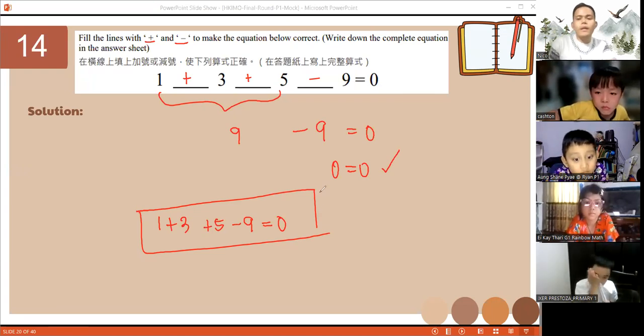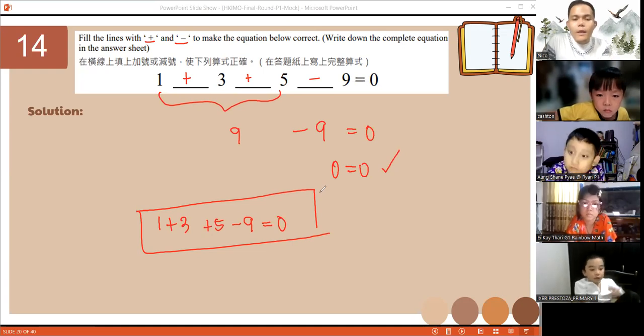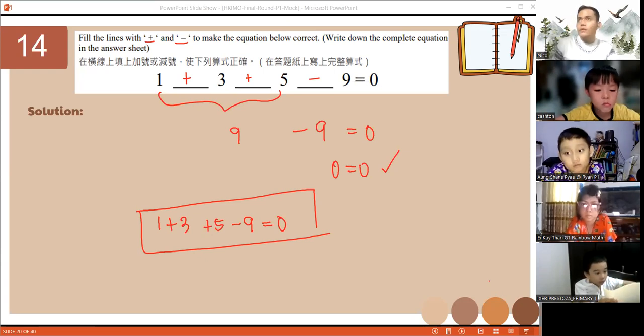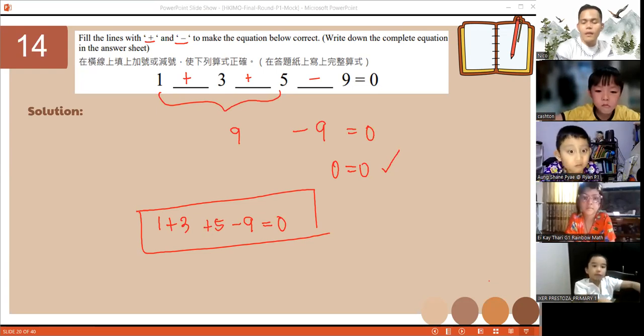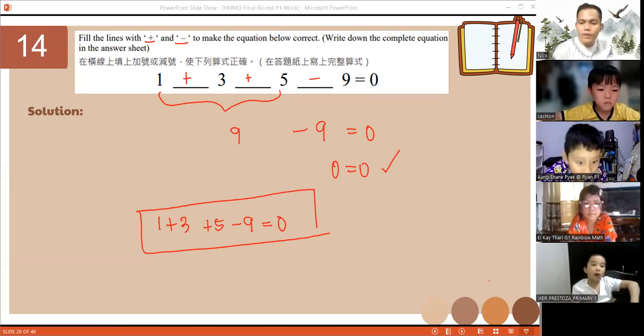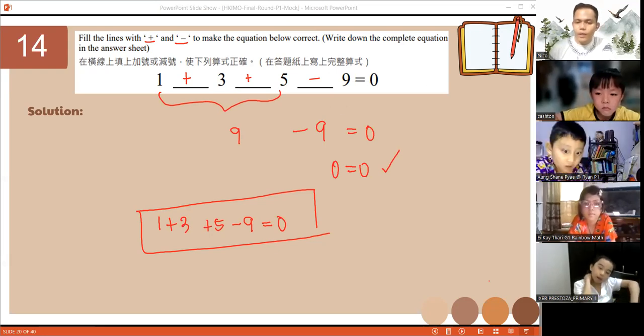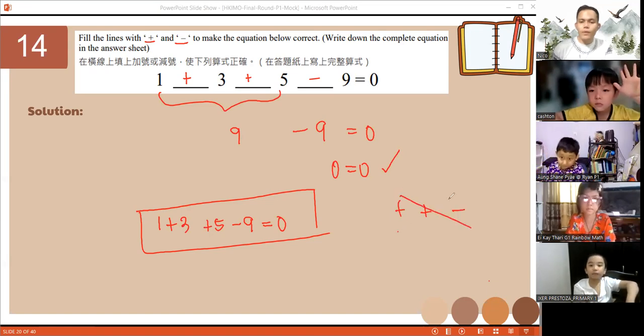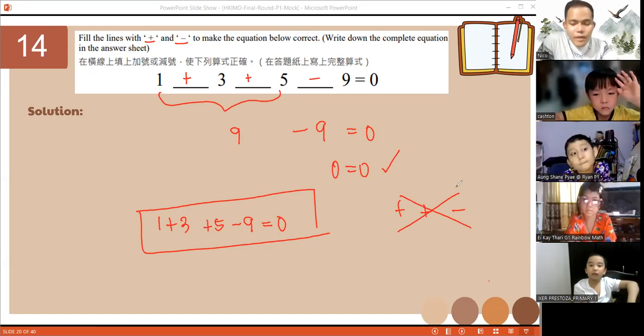If you just put 1 plus 3 plus 5 minus 9, that is wrong because that one is only an expression. You need to include the equal sign, because that makes it an equation. So much better, you just write the whole equation. If you just write plus, plus and minus, minus, that would also be wrong, because if you just put plus, plus and minus, where is the equation there?